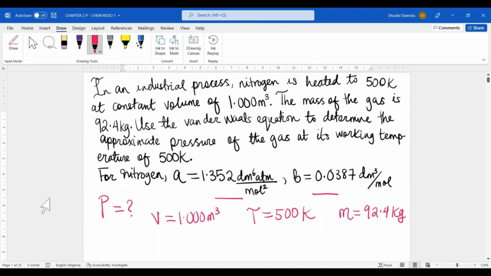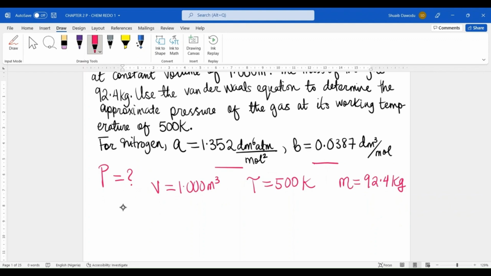there's an issue. We have to first of all realize that we're dealing with a van der Waals equation question. So we have to write out the van der Waals equation of state, which is pressure is equal to RT divided by the molar volume minus B, so minus the parameter B, minus the van der Waals parameter A divided by the molar volume squared.